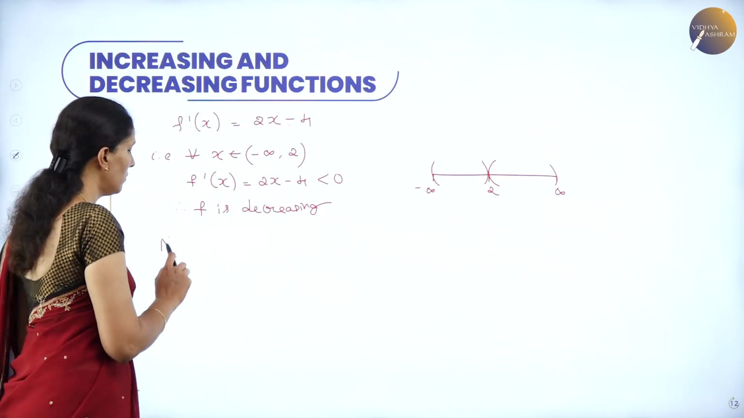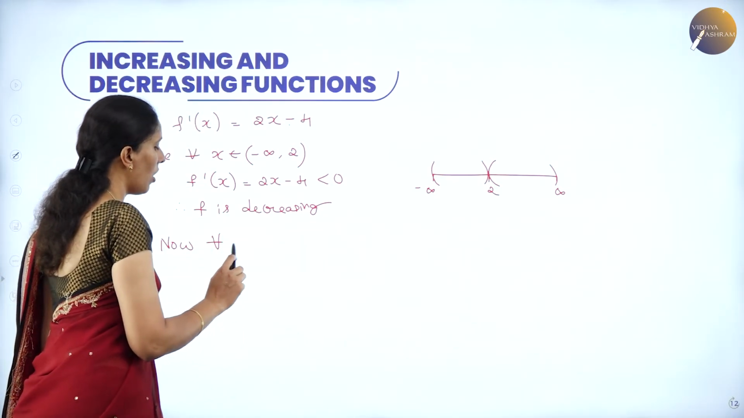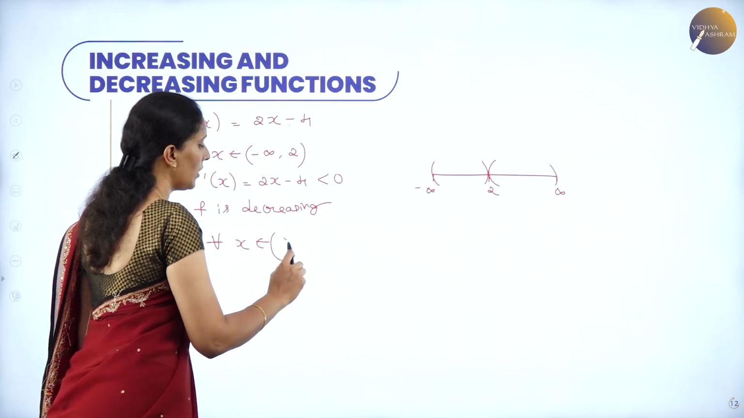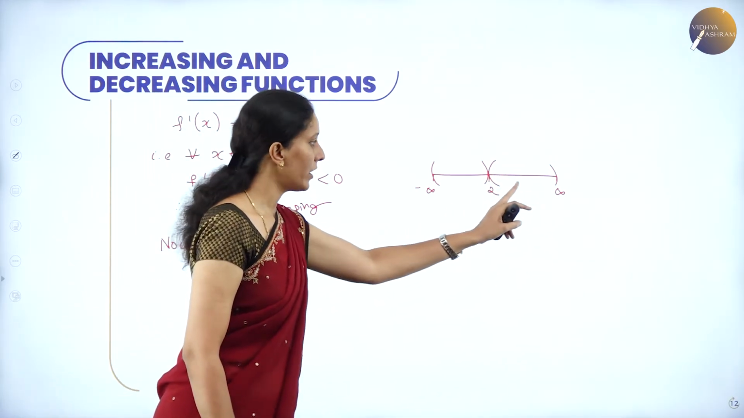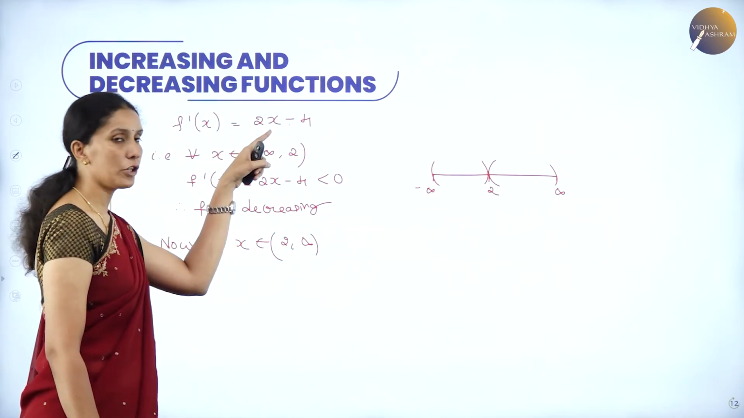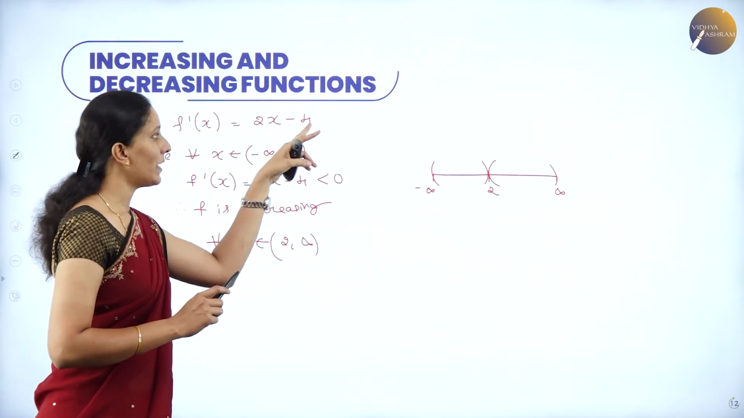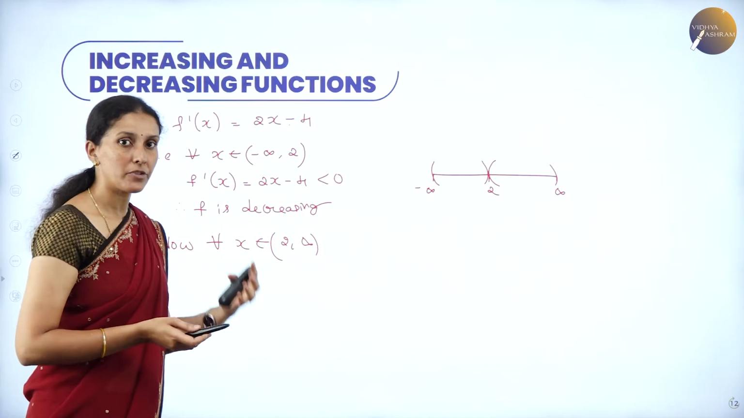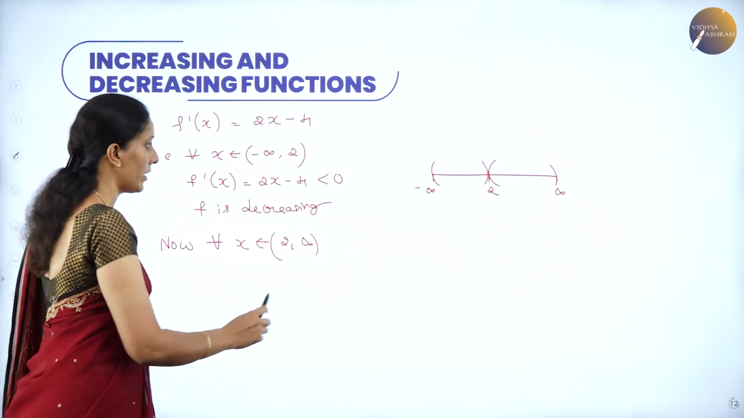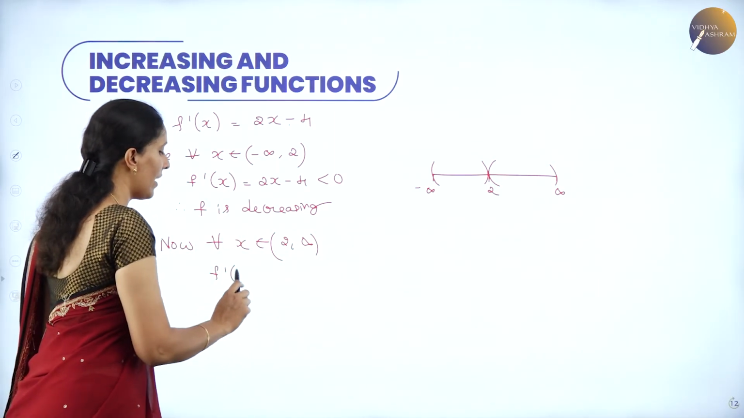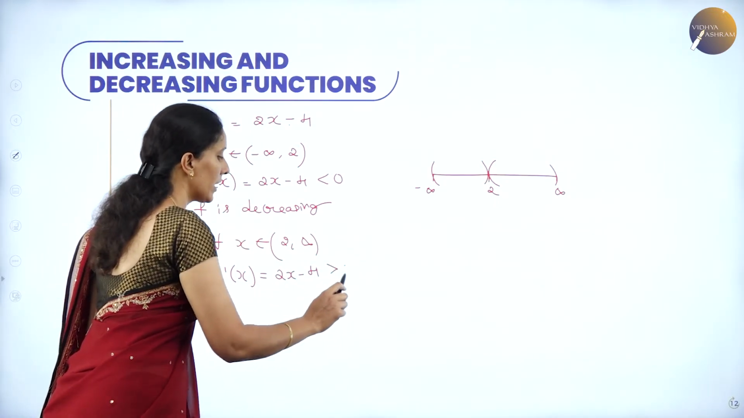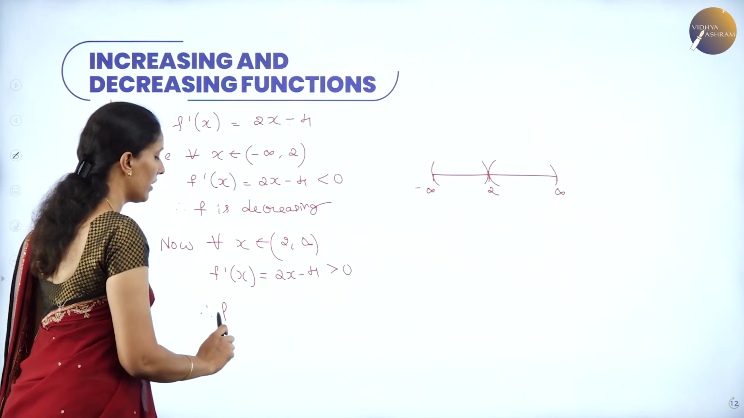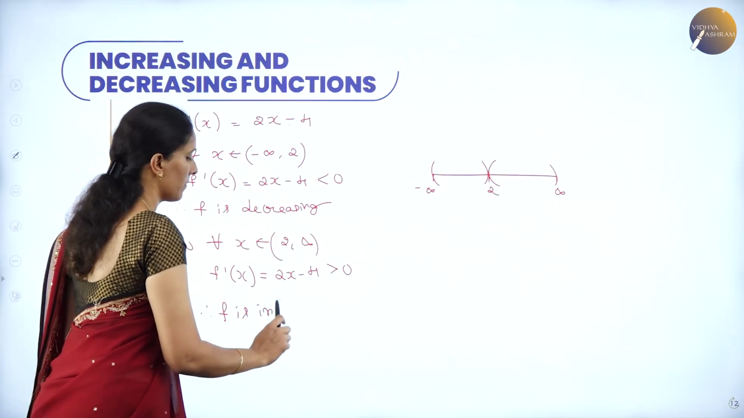Next, now here for all x belongs to the interval 2 comma infinity, that is 2 and after 2, if you take any positive quantity and substitute here, absolutely it will be more than 4, and then when you subtract it will be a positive quantity. So therefore here f dash of x, which is 2x minus 4, will be greater than 0. Therefore, f is increasing.